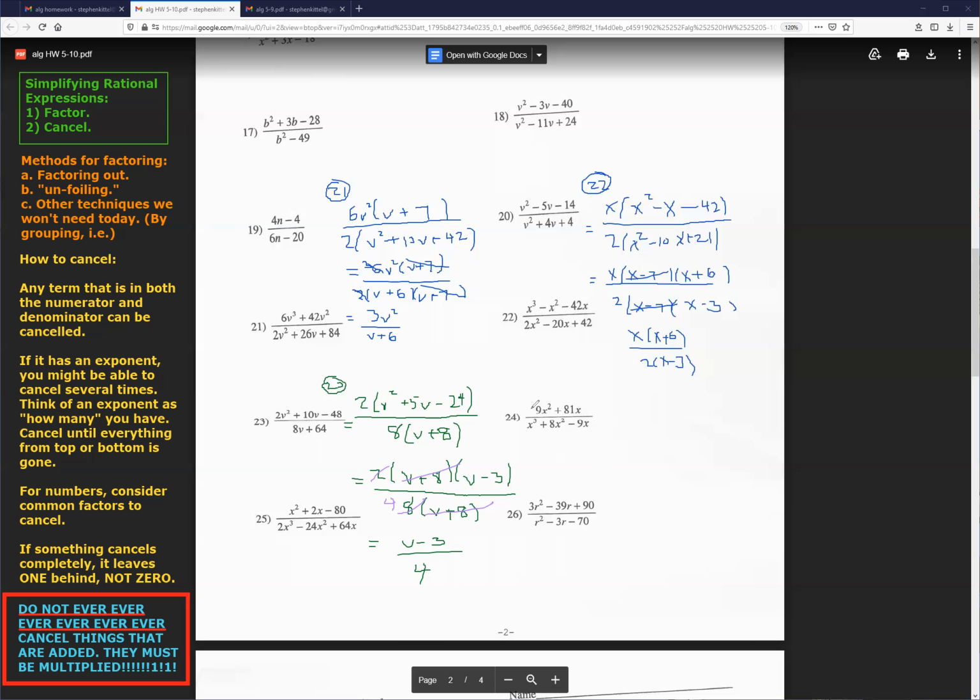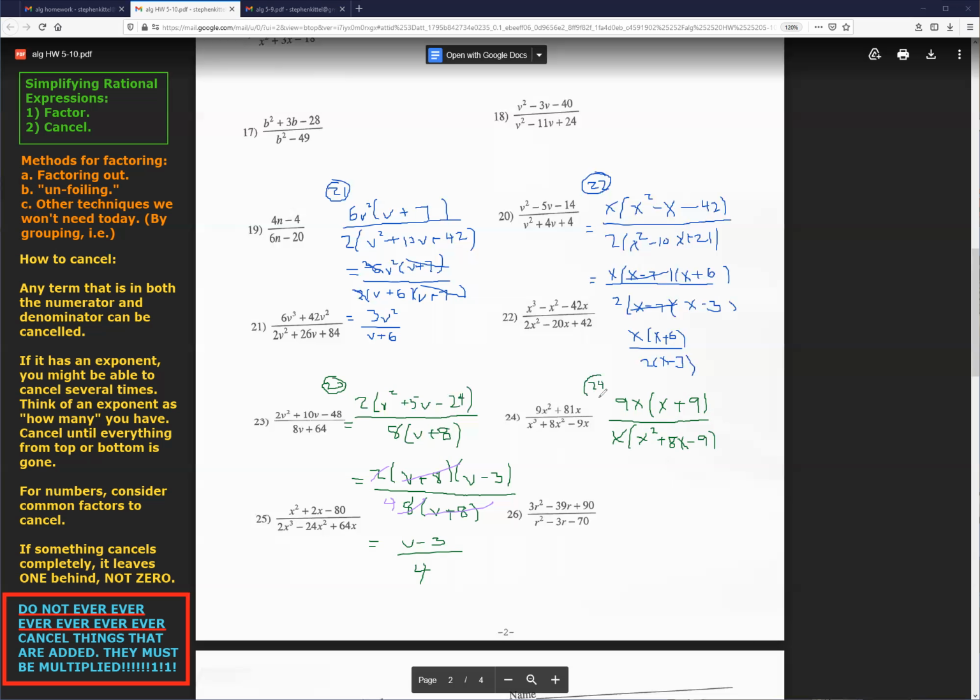24. 9x squared plus 81x. Factor out the common. That's going to be a 9x. We have a 9 from each. We have an x from each. When we factor out 9x from 9x squared, we have x. When we factor out 9x from 81, we have plus 9. And then the bottom, we're going to factor out an x as well, but only an x. So x squared plus 8x minus 9.